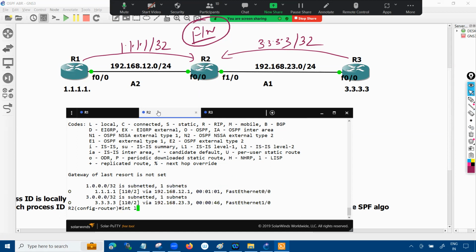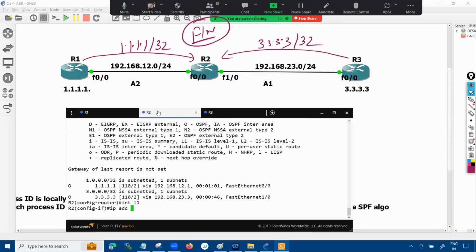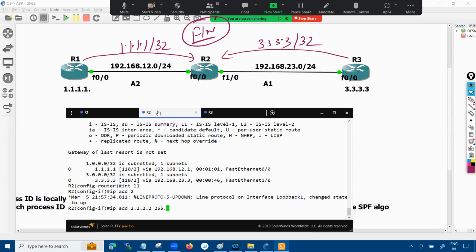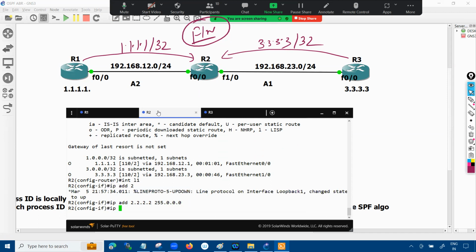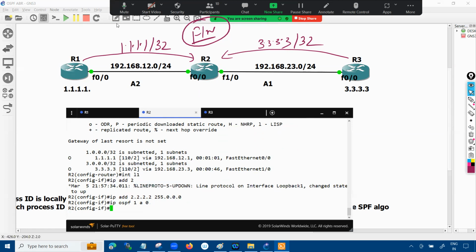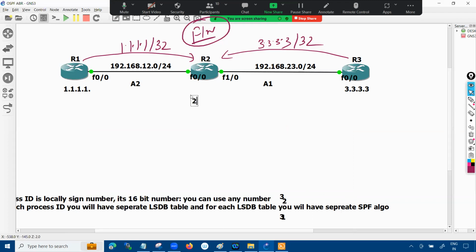one loopback on router number 2. I'll say 2.2.2.2. And simply I can enable this in the OSPF protocol. That's all. But make sure that this loopback is part of area 0. So simply what I did, I made the 2.2.2.2 and configured it as area 0. This interface is a part of area number 2, this interface is a part of area number 1, but I created one logical interface that's a part of area number 0.